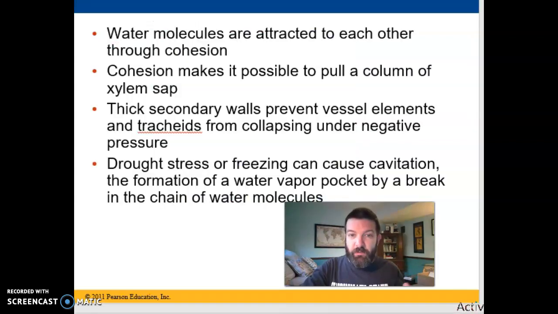In order for this all to happen, you have to have a continuous column of water from the bottom to the top, and you need to have strong vessel walls that can deal with that negative pressure, which plants do have because of the lignin in the secondary cell walls of the tracheids and the vessel elements. But if there is a lot of drought stress or freezing, it can cause those columns to break, and that is not good, and it causes a little noise. It's called cavitation, and I've been told that if you have the right equipment, something like a stethoscope, you can actually listen to, on a very dry or cold day, the breaking of little water columns in a tree.